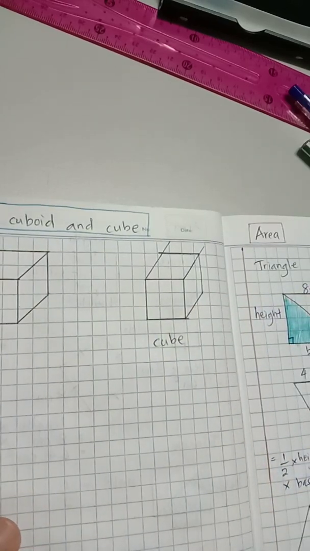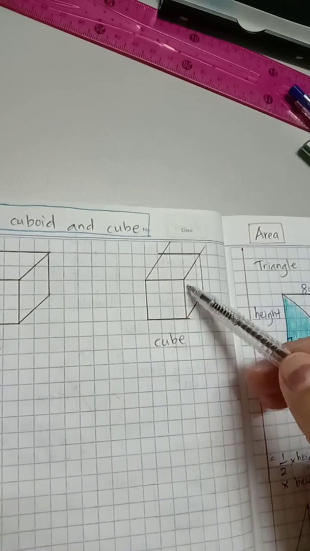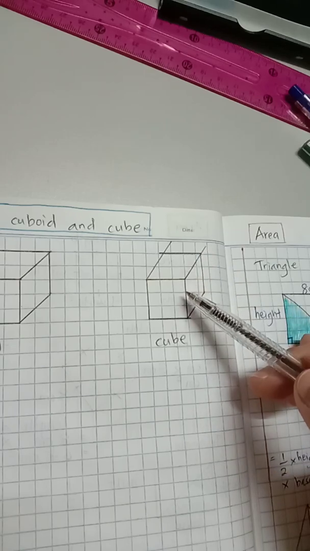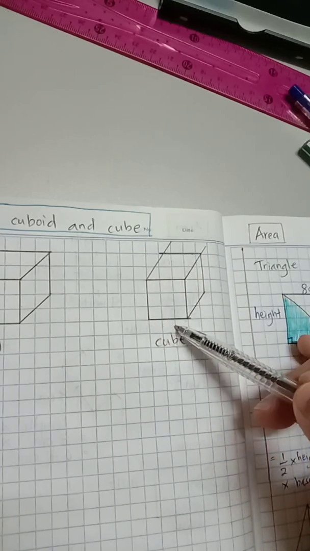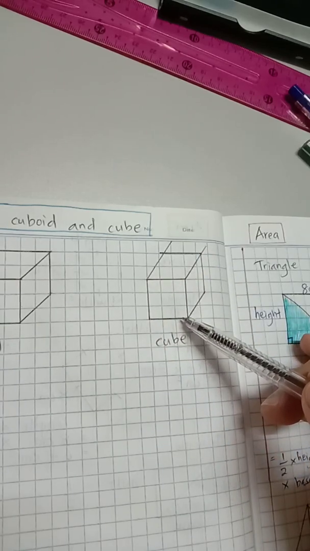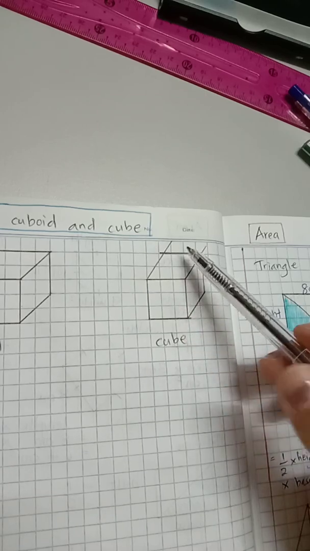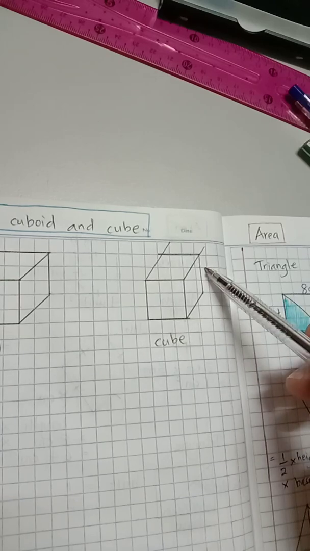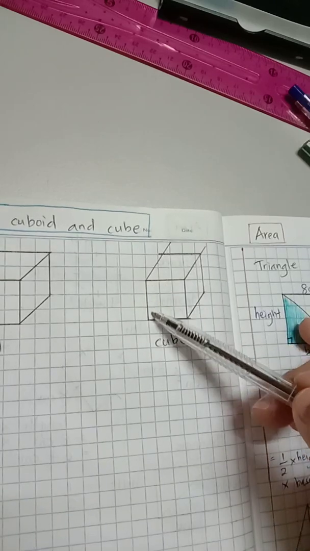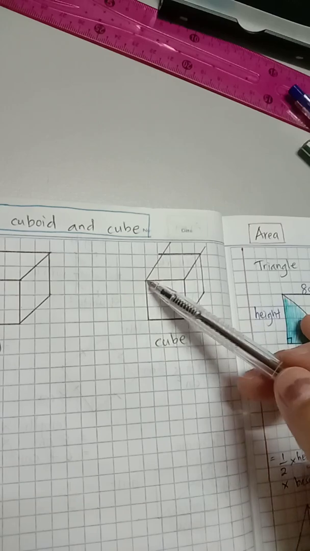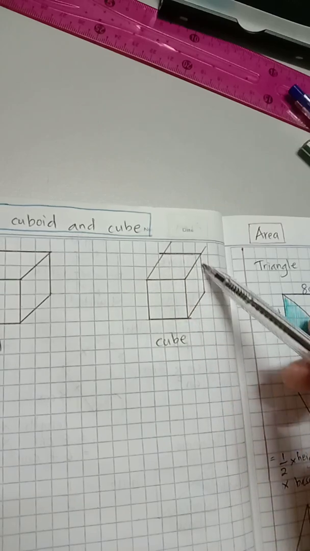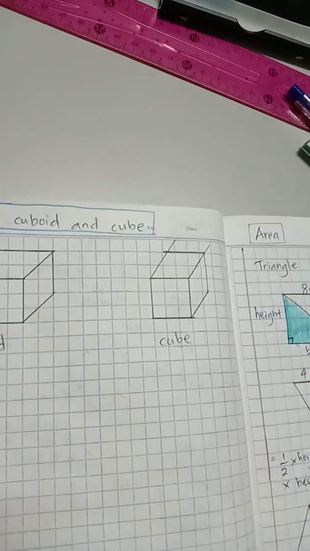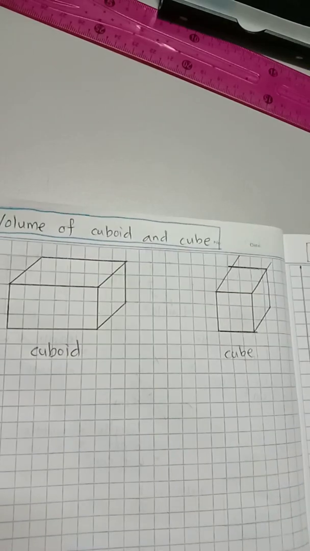Now, do you still remember the character of a square? Yes, correct. A square has four equal sides. So the cube has all equal sides. All the sides of the cube must be equal. Again, please ignore the extra lines here. Now let's go back to cuboid.